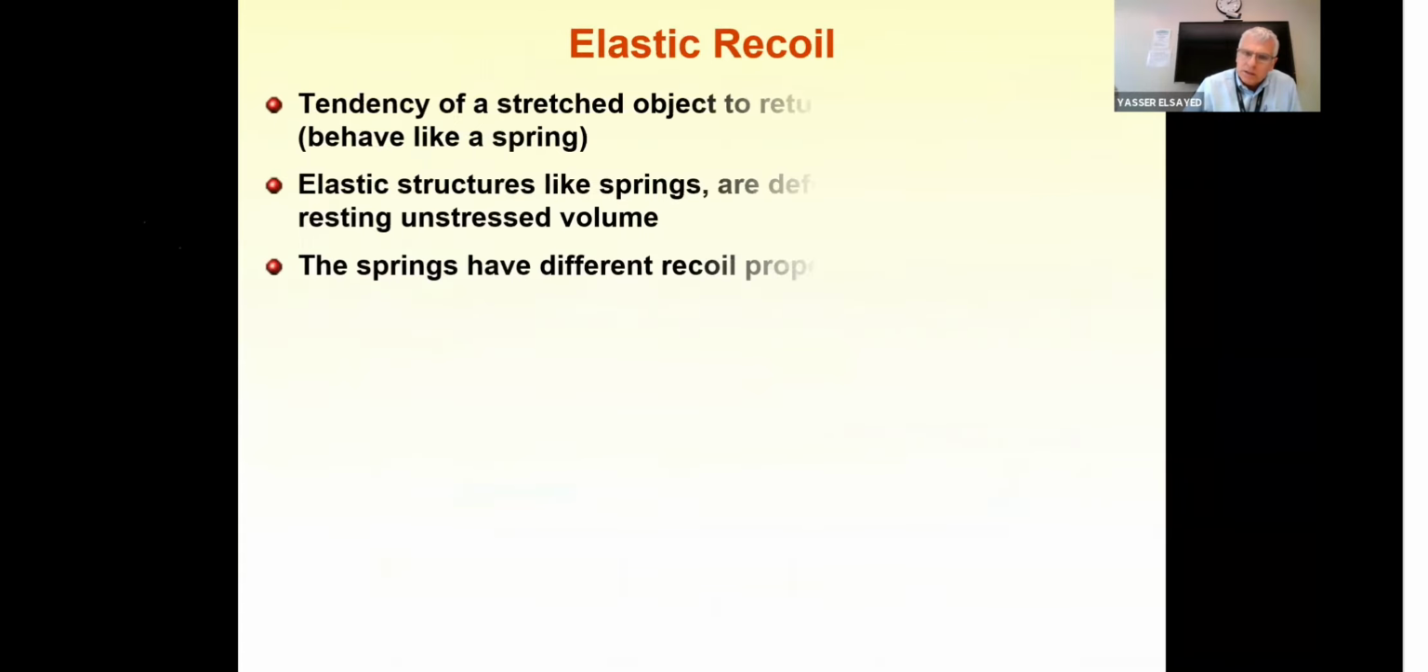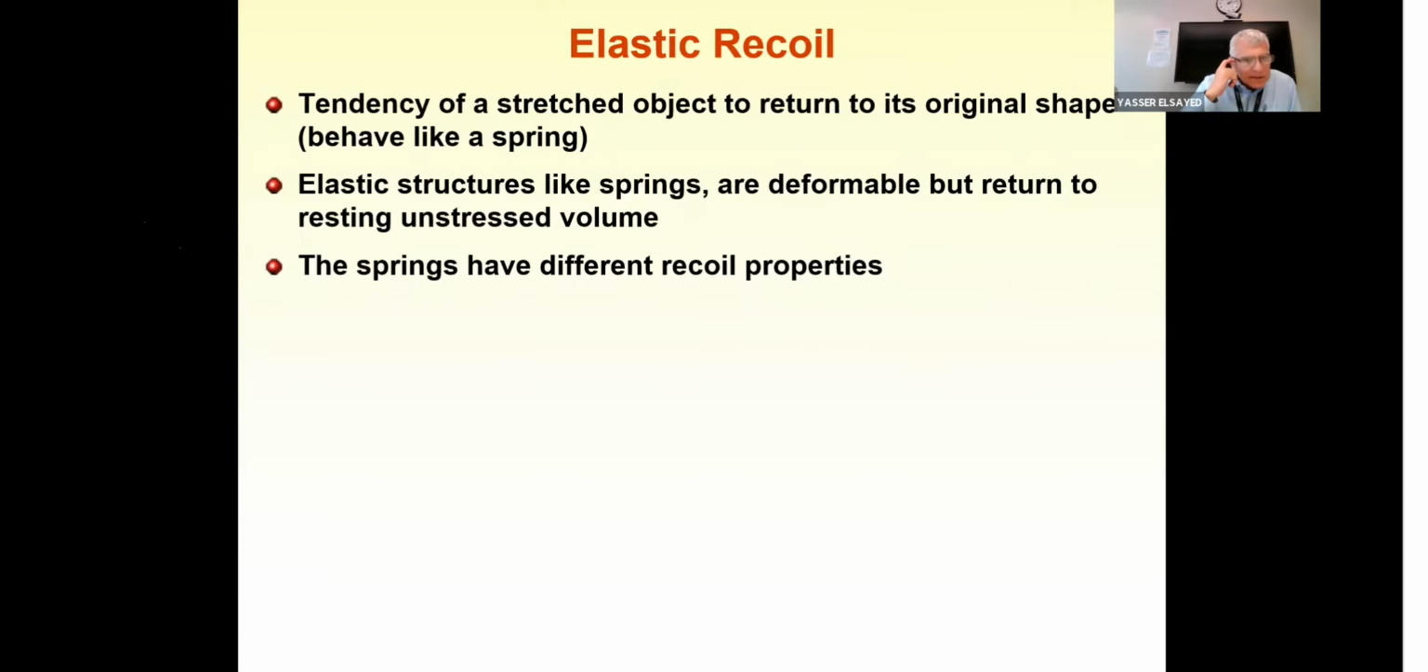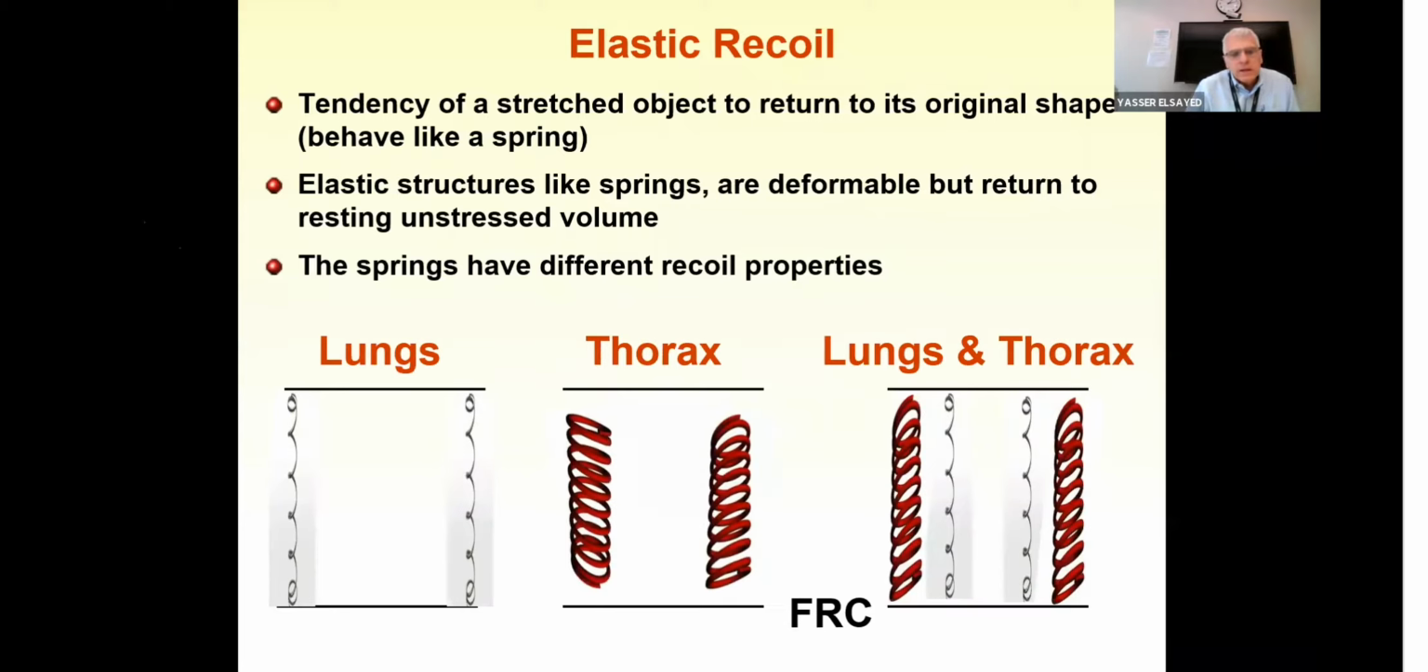So when we talk about elastic recoil, we need to understand what elastic recoil means. Elastic recoil is the tendency of a stretched object to return to its original shape, and it behaves like a coil spring. Elastic structures like springs are deformable, but return to resting volume. And different springs have different recoil properties.